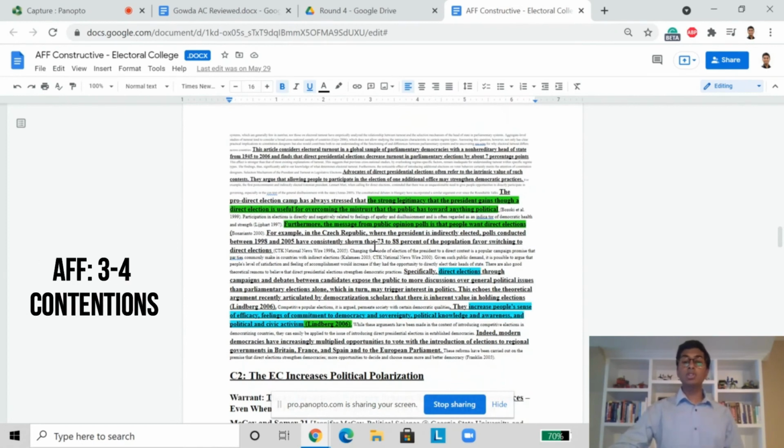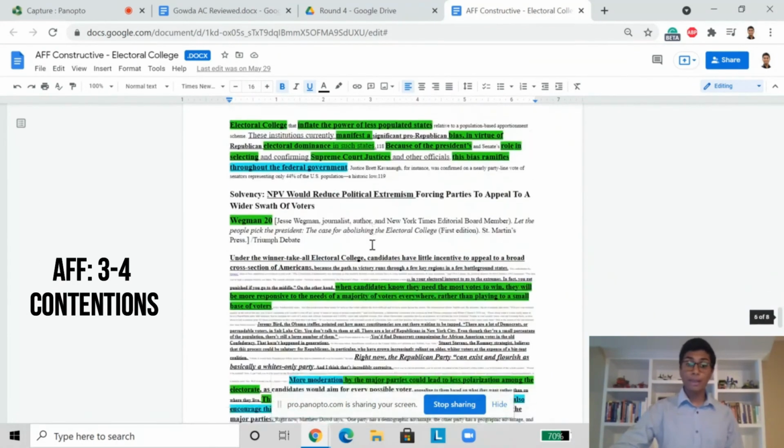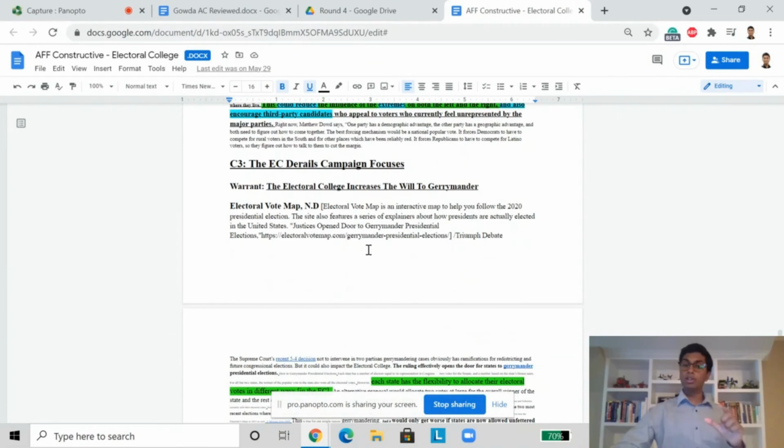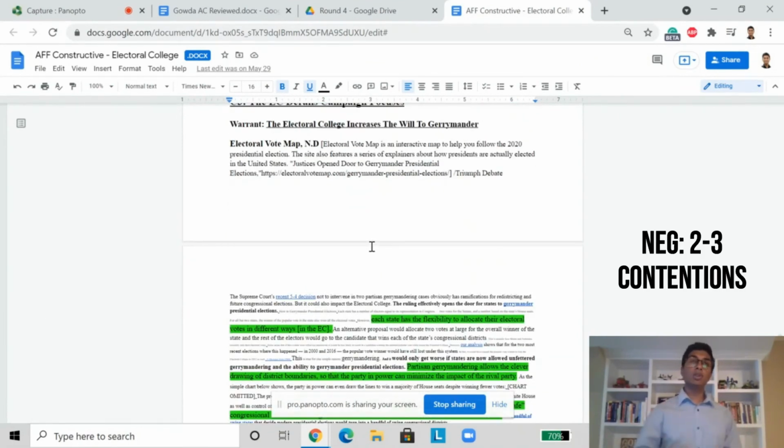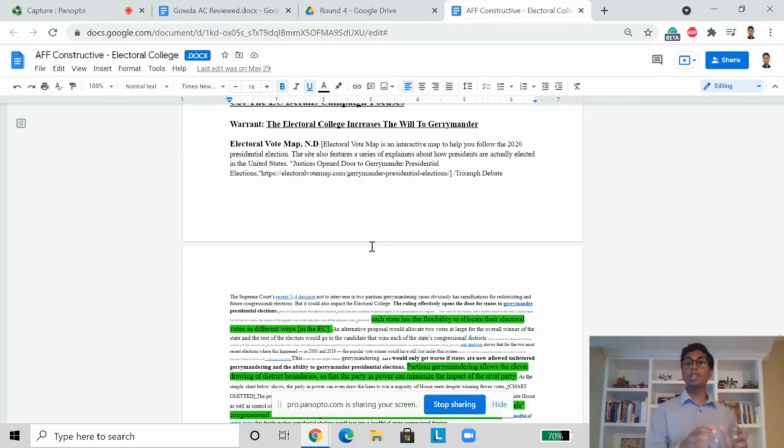And then on the affirmative, you usually want to have anywhere from 3 to 4, depending on how lengthy you go with your contentions. And if you're the negative, you only want to have maybe 2 or 3 at most, because on the negative, as the first speech, you also have to do what are called rebuttals, which are arguments against what your opponents have to say.